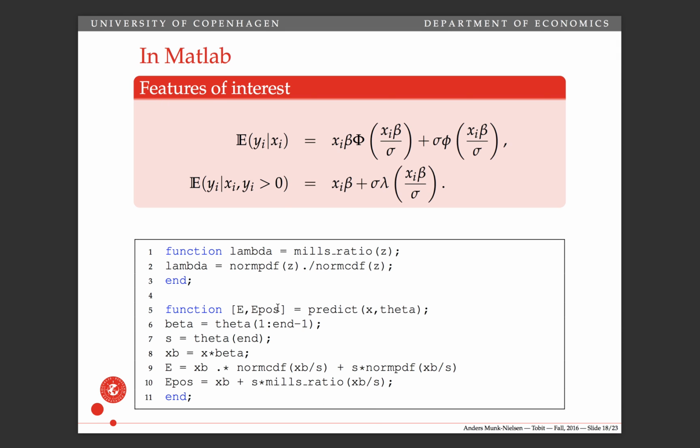And these things can be coded up in MATLAB, and as you can see here, the first term, E of y given x, is x beta dot times normal CDF of x beta over sigma, and as I hope you can see, this is really similar to the equations. And here we use the function for the Mills ratio that we define over here to get at this one.